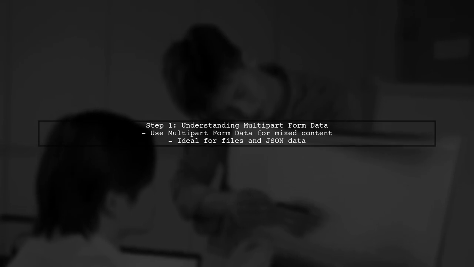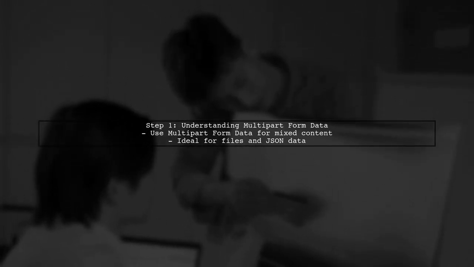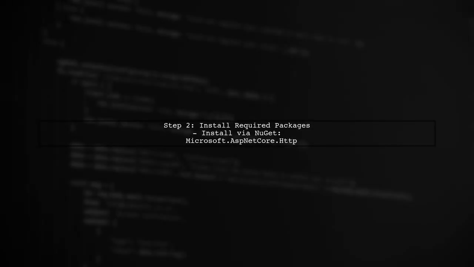To send both a PDF file and JSON data in a post API request in .NET, we can use the multipart form data approach. This allows us to package different types of data together. First, ensure you have the necessary packages installed. You will need Microsoft.AspNetCore.Http for handling file uploads.